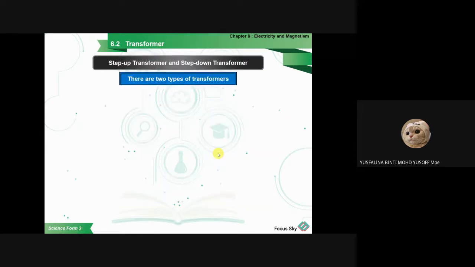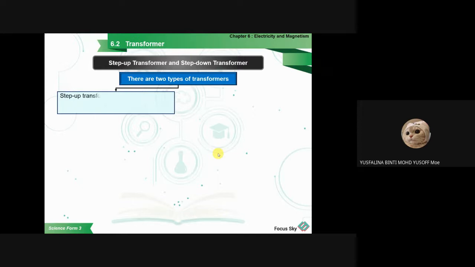So there are two types of transformer. Like I told you just now, at the power plant, after the generator produces the electricity, you need to increase the voltage to be transmitted to the power station, and then after that it will be transmitted to our house. So you need to step up the voltage first. Then at the power station or substation, the voltage is decreased by using a step down transformer to send the electricity to our home.